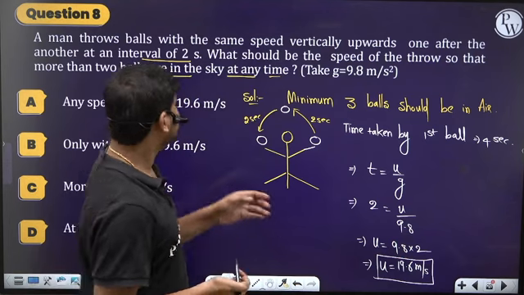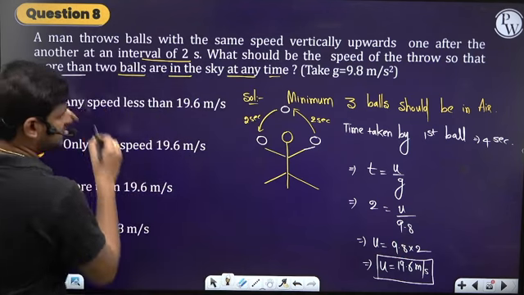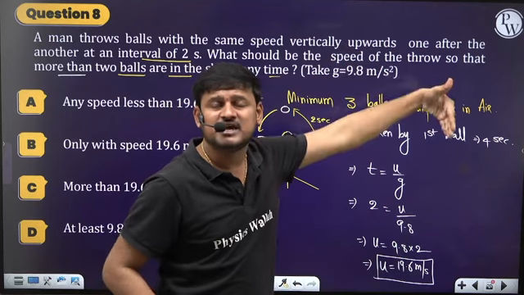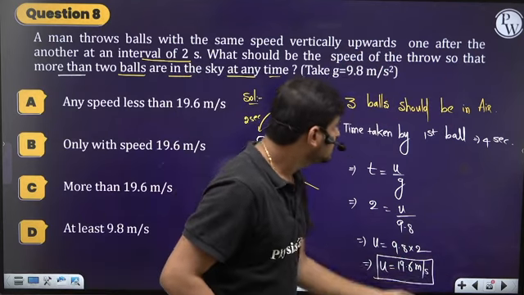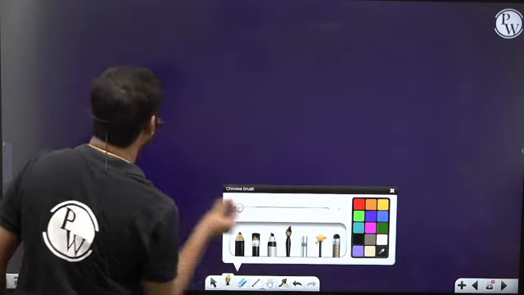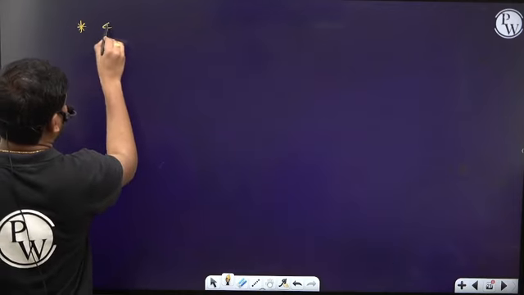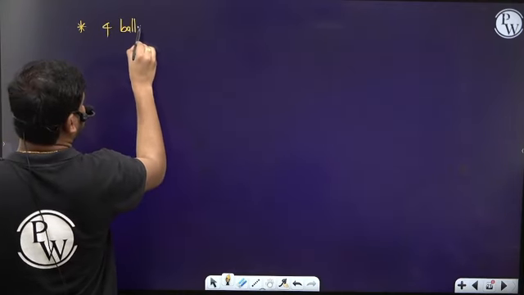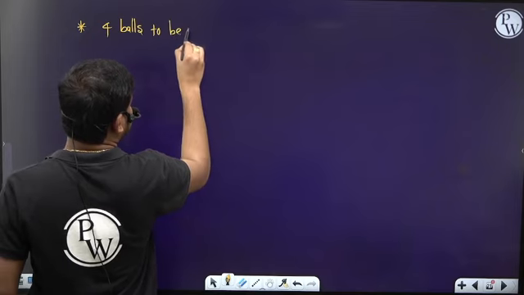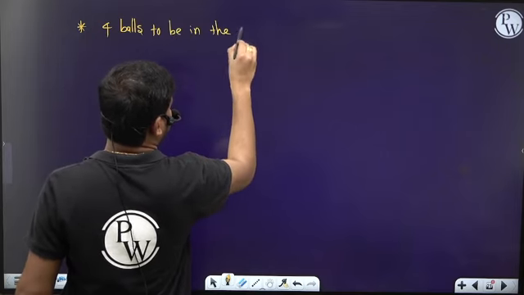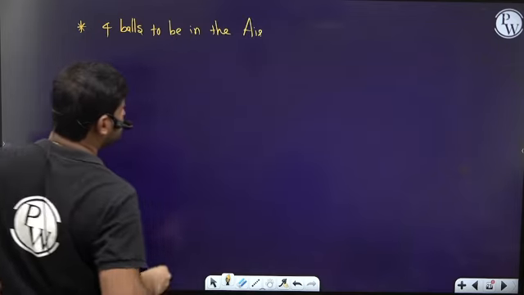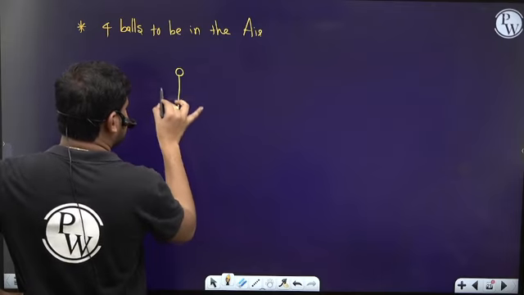Okay, but they said more than 2 balls. More than 2 balls means 3 can be there, 4 also can be there, right? So now if 4 balls are to be in the air, then what should he do? Think logically again. So the person is here.